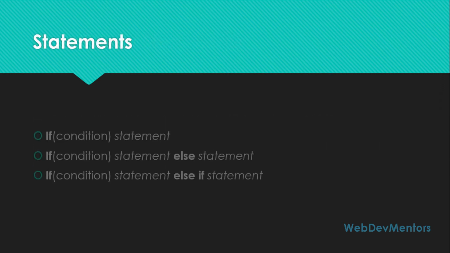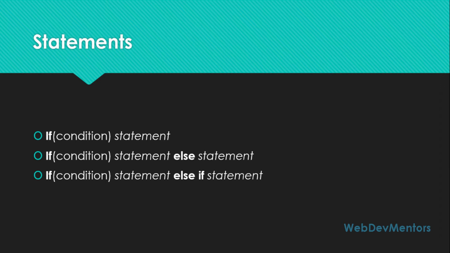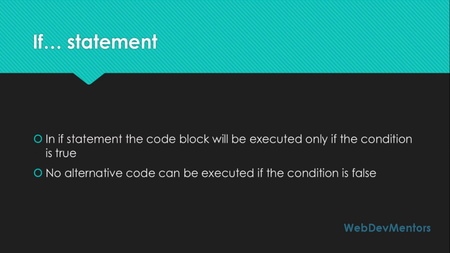So there are different types of statements. One is the if statement, the second one is the if else statement, the third one is the if else if statement. Each statement can be used in different circumstances. So let's see each one of them in detail. In the if statement, the code block will be executed only if the condition is true. So you have an if statement that is checking for a condition. If the condition gives you true, then the block of code that has been declared within the if statement will be executed. If the condition is false, then the block of code inside the if statement will be skipped or ignored completely.